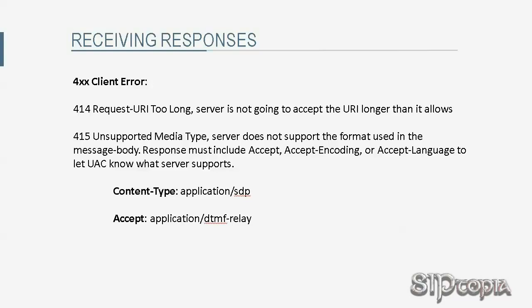414 Request-URI Too Long indicates that the server is not going to accept the URI as it is longer than it allows. Well, perhaps Tarzan could call Jane, and instead of dialing Jane's URI with an IP version 4 address, he dials Jane's URI with an IP version 6 address, which is of course way longer than IP version 4 addresses. In this case, the URI in the request line would be much longer than usual, and the server could respond with a 414 Request-URI Too Long.